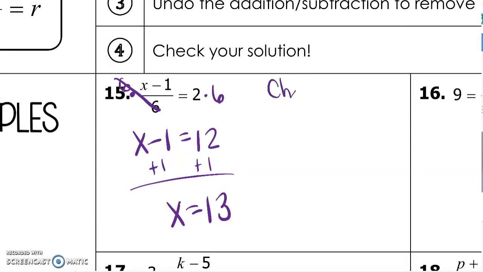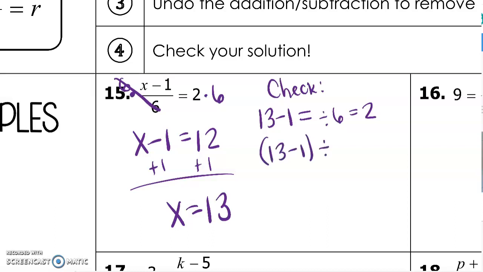When you check these, there's 2 ways you can do this. If you just type it straight in, you're going to get the wrong answer. All right, so you can either do 13 minus 1 equals, and then divide by 6 to make sure you get 2. Or you can do 13 minus 1 in parentheses and then divide by 6. And you should get 2 either way. So this would have said equals 12 divided by 6.